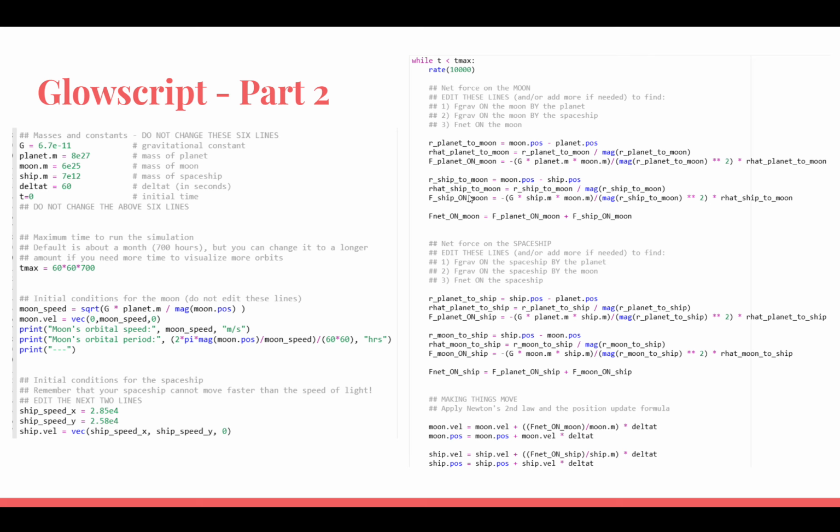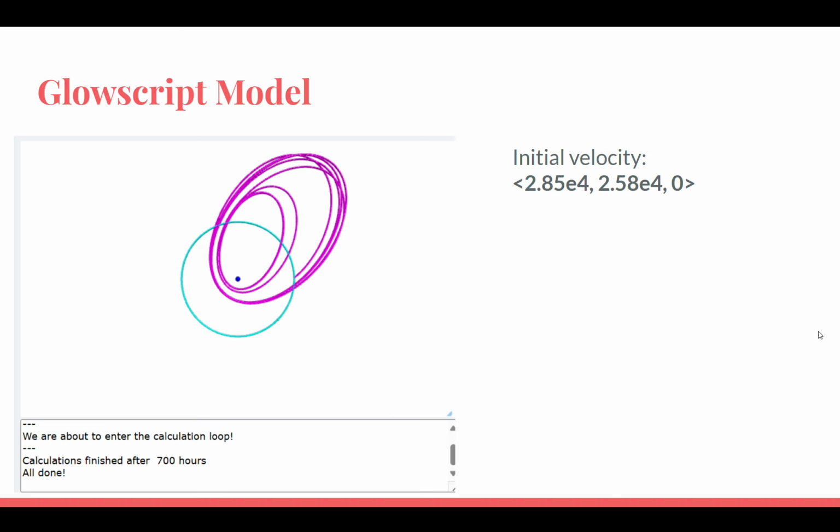I did the same thing for the ship to moon force, and then I was able to find the net force on the moon by adding the two forces together. Similarly, I found the net force on the ship by finding the force from the planet to the ship, and the force from the moon to the ship. And then by doing this, I was able to find the velocity and position of the moon and ship by using the velocity update formula and the position update formula right here. And this is what my code ended up running.